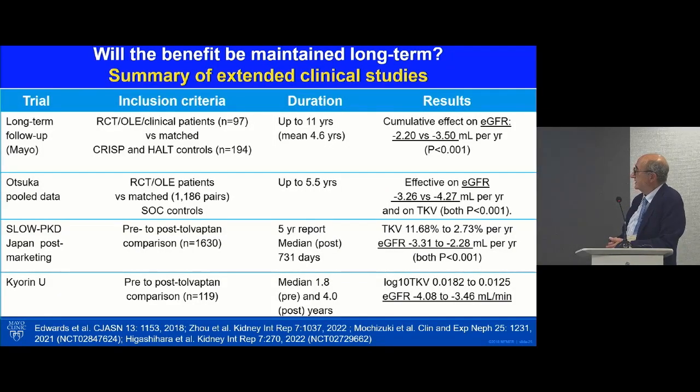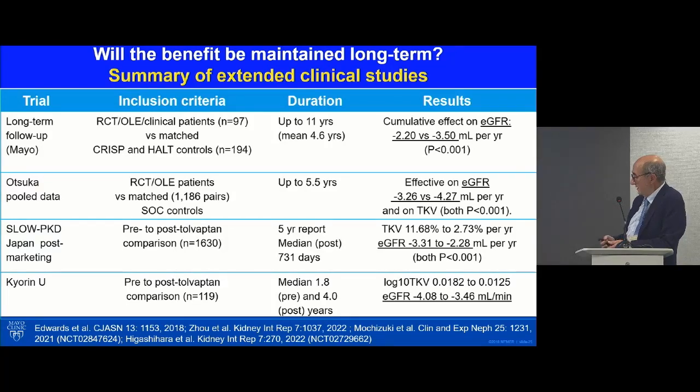Now, there are 4 studies that have a look at longer-term outcomes. Two studies, one from Mayo and the Otsuka pooled data study, were comparisons between patients taking tolvaptan and historical controls, either from CRISP or HALT, or from other studies with the standard level of care. And the other 2 studies, registered in clinicaltrials.gov, were from Japan, and both of them compared the rate of decline of kidney function before and after starting tolvaptan.